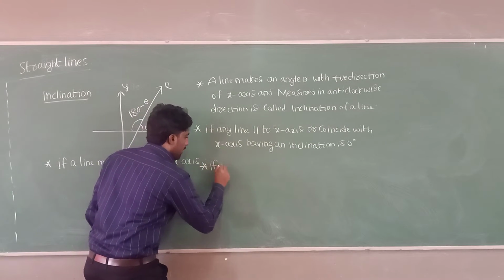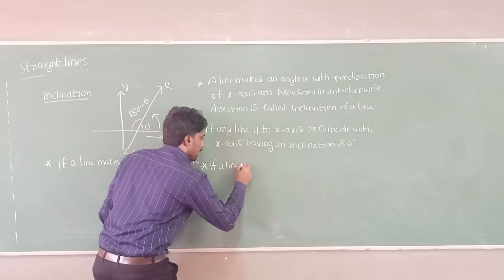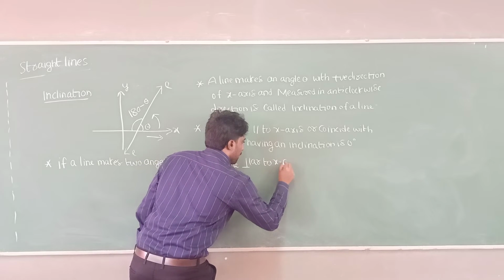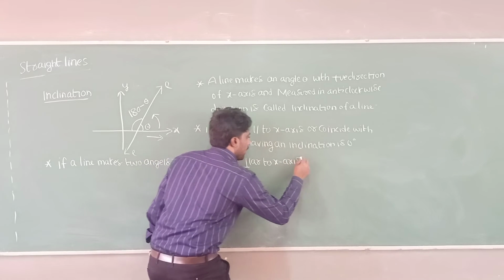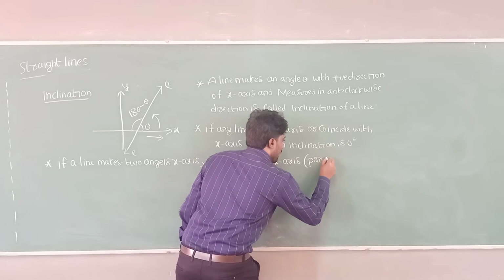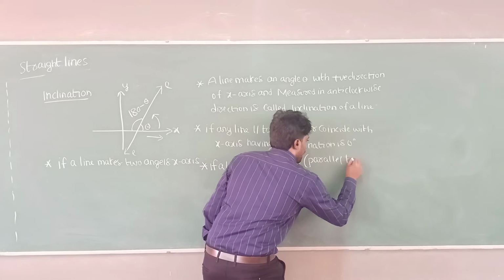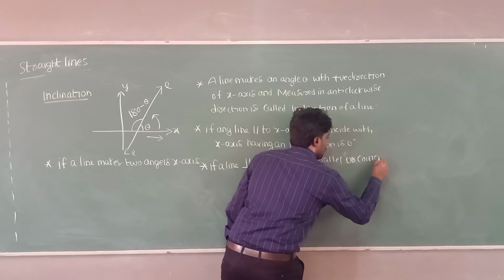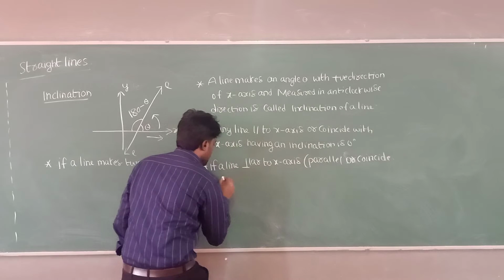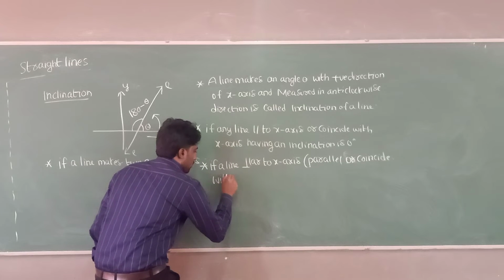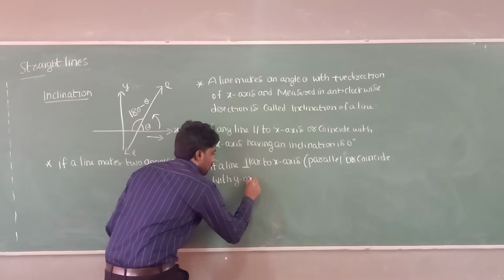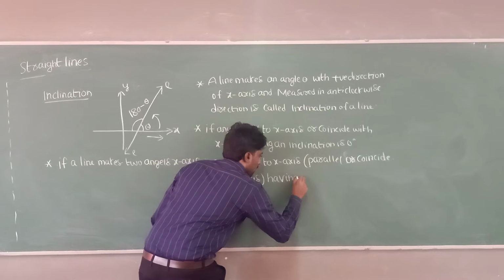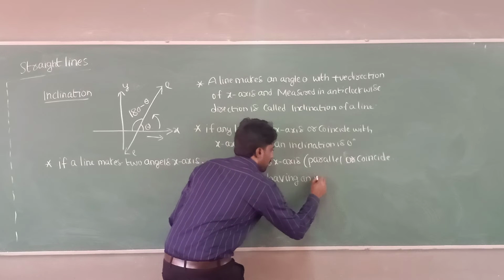If a line is perpendicular to the x-axis, in the bracket we mention parallel or coincide with the y-axis, bracket close, having an inclination of 90 degrees.